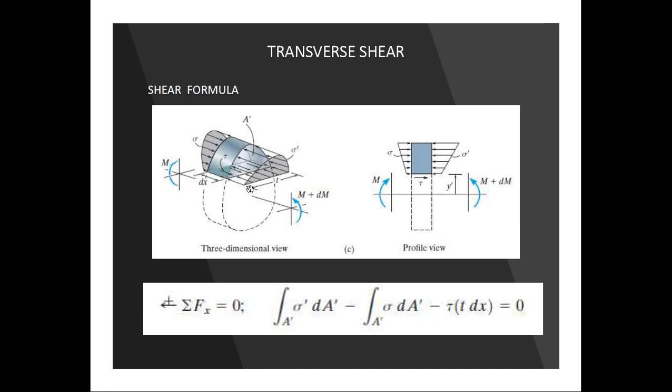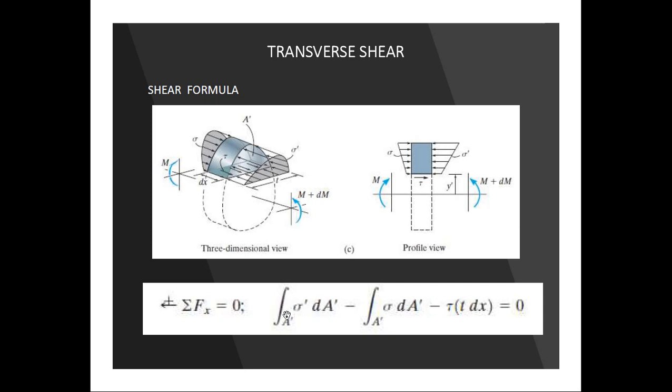So what is T? T is the thickness of the section, or the width of the section at the point at which you are calculating the shear stress. And dx is the length of the segment that you have taken. So this is how you apply the equilibrium equation, and see the equation over here.